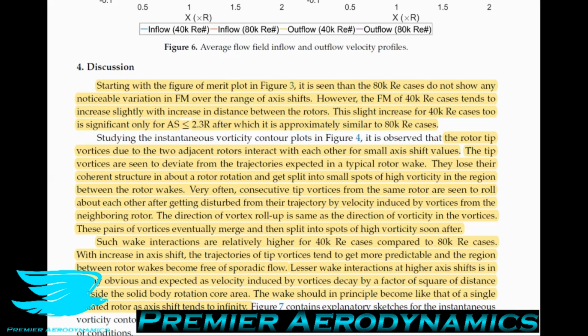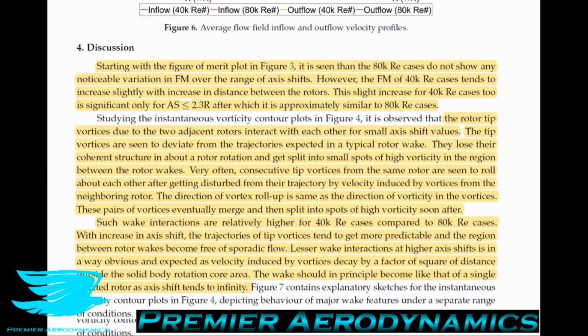When you drop the Reynolds number, then when you start to get quite close, it does drop the figure of merit. And the limiting case is 2.3 times the radius. So effectively, just as long as you place these two rotors the same diameter apart, then they're fine. And they go on and discuss why this occurs.